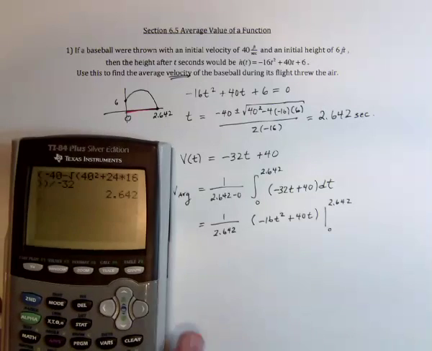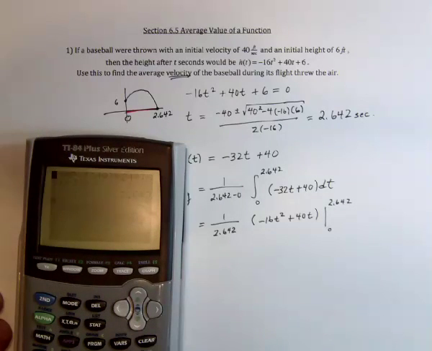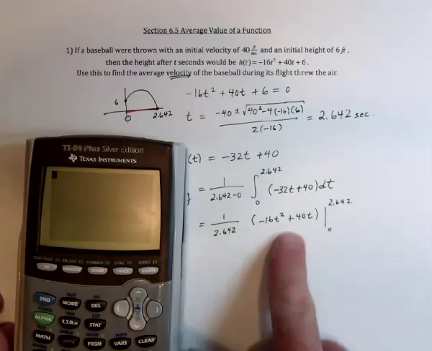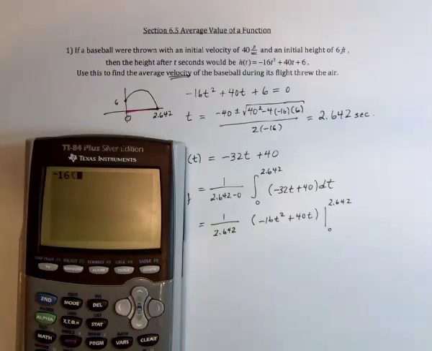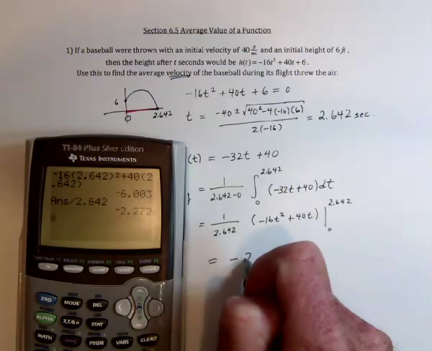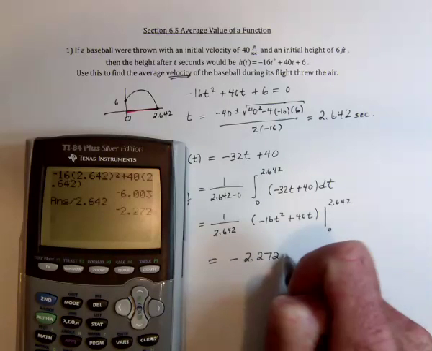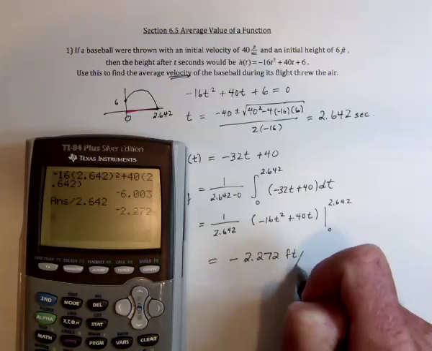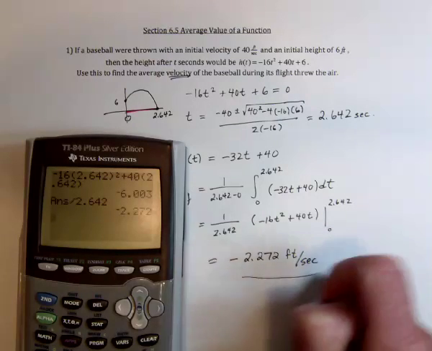And what have we got? So I'll do this part in a moment. Let me do this. Negative 16 and 2.642 is squared plus 40 times 2.642. And then that needs to be divided by 2.642. So it's an average of negative 2.272 feet per second is the average velocity.